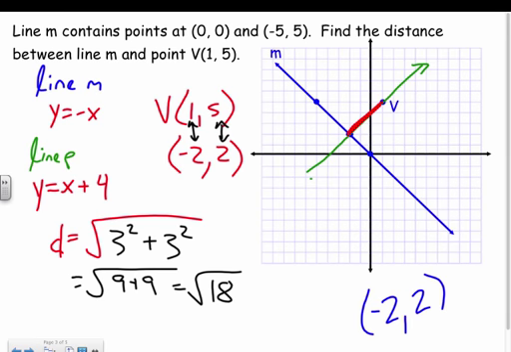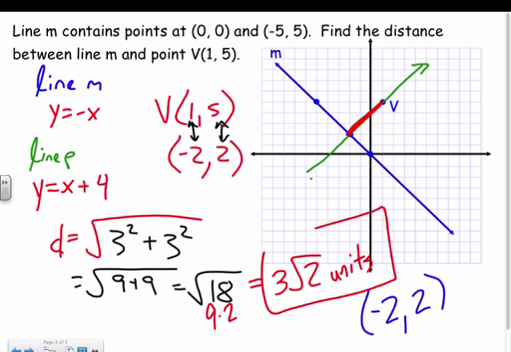And I could leave it like that. Preferably, I would want to simplify it, or I could round it to the nearest tenth. It doesn't state it. I'm going to simplify it. So perfect square factors of 18 would be 9 times 2. So it's really the square root of 9, which is 3, times the square root of 2 units. So there is my distance.